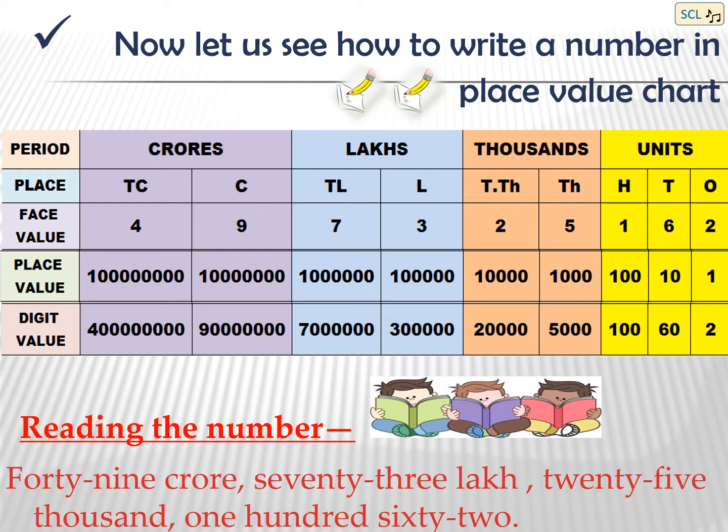3 is in lakhs place. So its value is 3 lakh. 7 in 10 lakh place. Its value is 70 lakh. 9 is in crore place. So its value is 9 crore. And the last 4 is in 10 crore place. So its place value will be 10 crore. And the digit value comes to 40 crores.